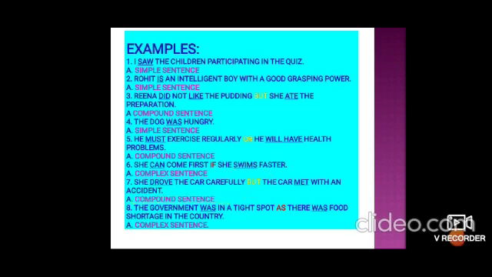Then, the government was in a tight spot as there was a food shortage in the country. So was is the first finite verb. Then again, there was a food shortage, again was. So two finite verbs joined with a subordinating conjunction used for reason. So it is a complex statement.